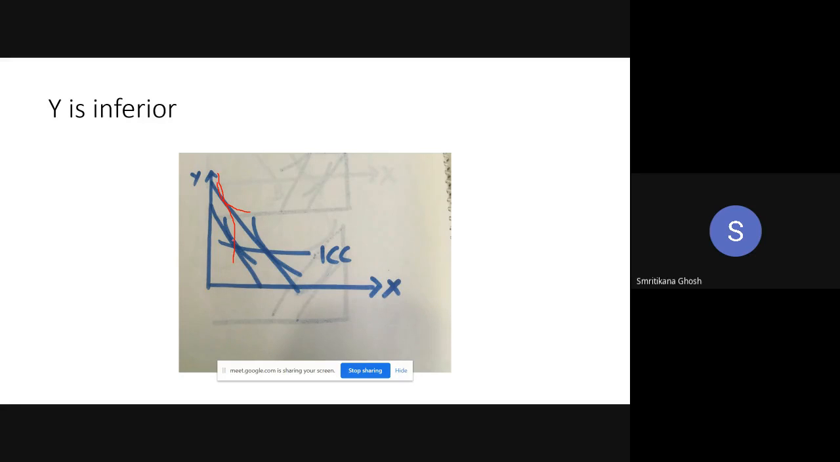But if two commodities are inferior, look, you cannot draw your ICC. If two commodities are inferior simultaneously, you cannot draw your ICC. Okay, so that is another problem here. So any problem from the ICC, income consumption curve?